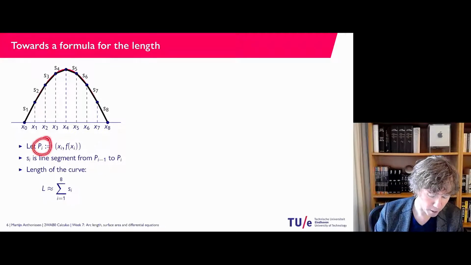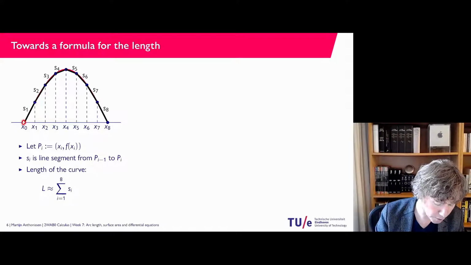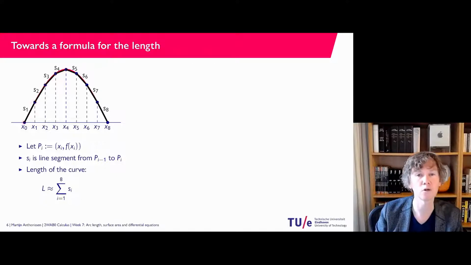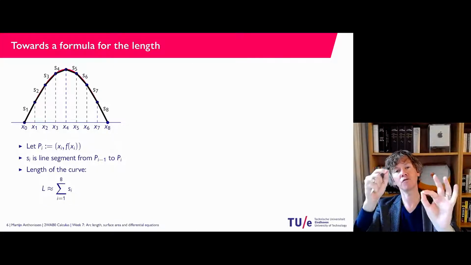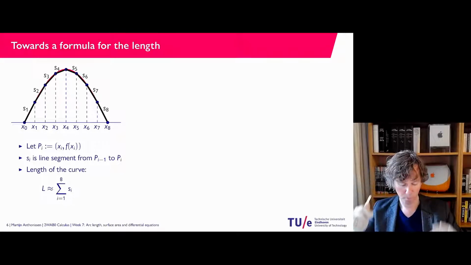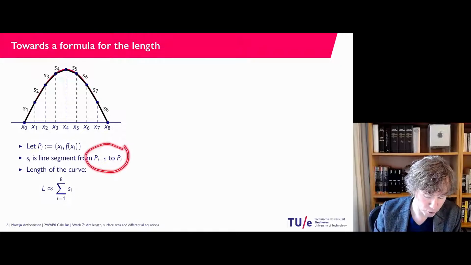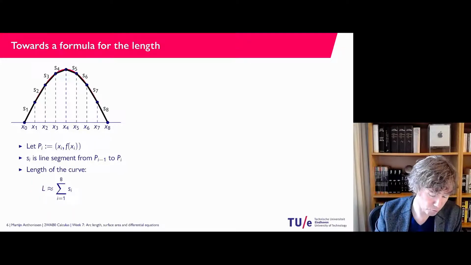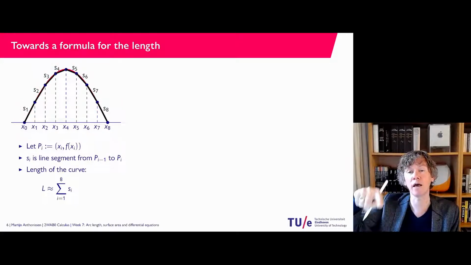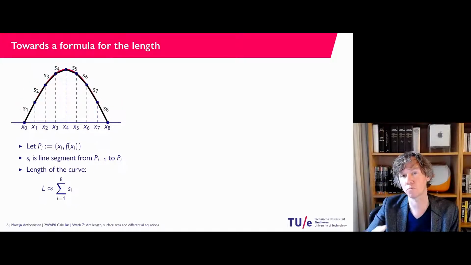The points Pi are the points, well, here and this point and this point. So they're all points that are on the graph of the function and so on. And every 2 neighbors I'm going to connect by a little black line segment. So Si is the line segment from Pi minus 1 to Pi. And then we can approximate the length of the curve, so capital L, with the sum of these lengths. So if you take S1 plus S2 plus S3 plus S4 and so on plus S8, all of those lengths together, you get an approximation for the length.